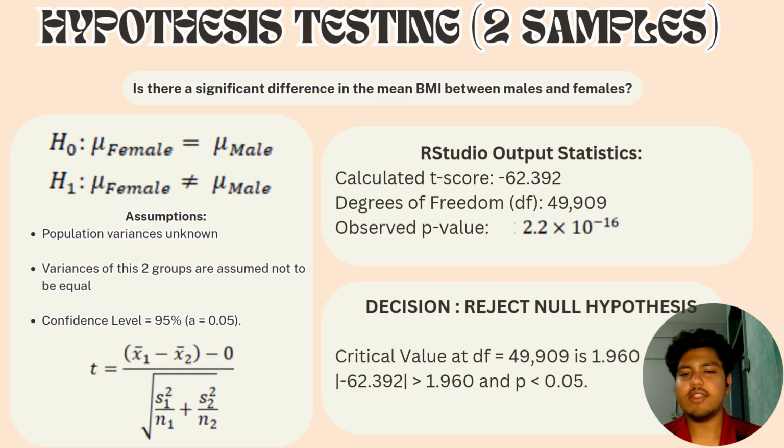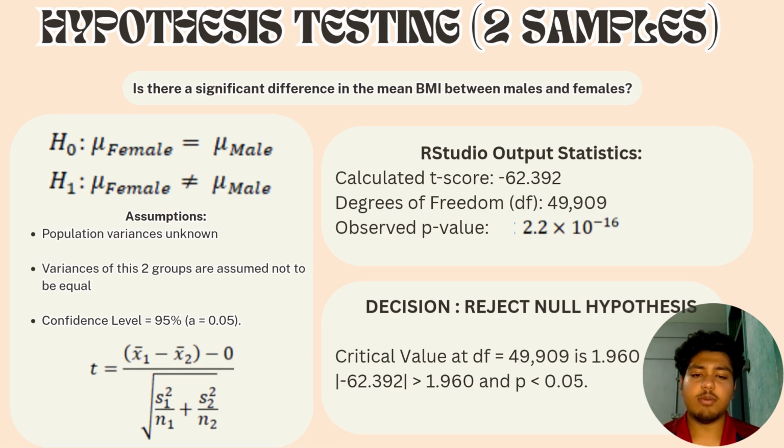Now, let's dive into the first inferential test of our report, the independent two-sample t-test. We set out to answer a fundamental question: is there a statistically significant difference in the true mean BMI between males and females in this population? As you can see on the left, we establish our mathematical framework. Our null hypothesis, H null, states that the mean BMI of females equals the mean BMI of males.